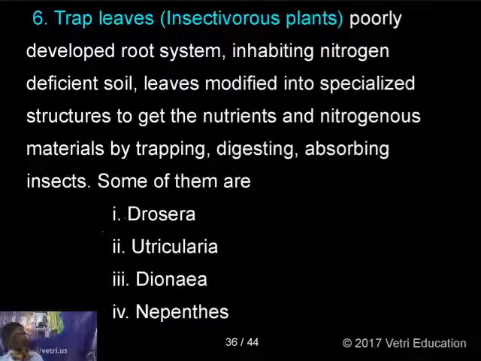Next, trap leaves, very interesting, the insectivorous plants. These plants catch insects for their nitrogen requirement. They have a poorly developed root system, because roots are not necessary for them, only for getting water. Inhabiting nitrogen-deficient areas, the leaves are modified into specialized structures to get nourishment and nitrogenous materials by trapping, digesting and absorbing insects. Some familiar examples are given here: one is Drosera, another is Utricularia, third is Dionaea, and fourth is Nepenthes.